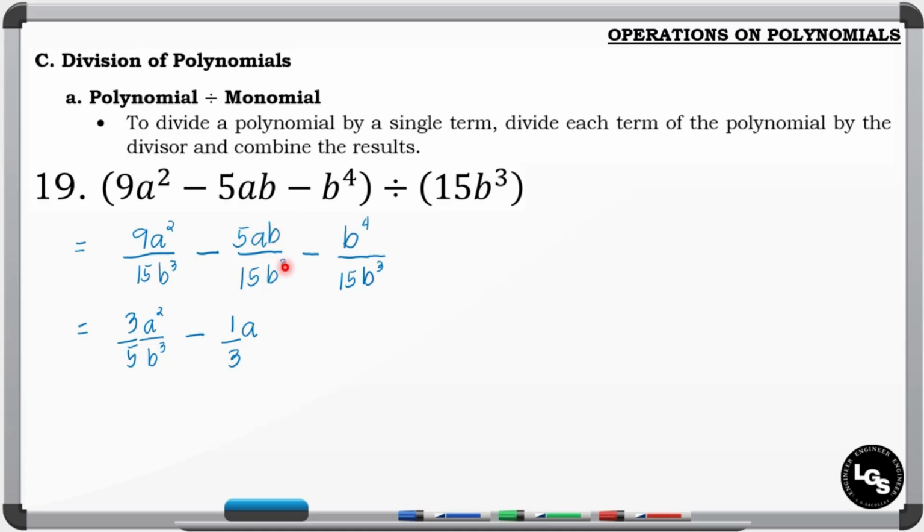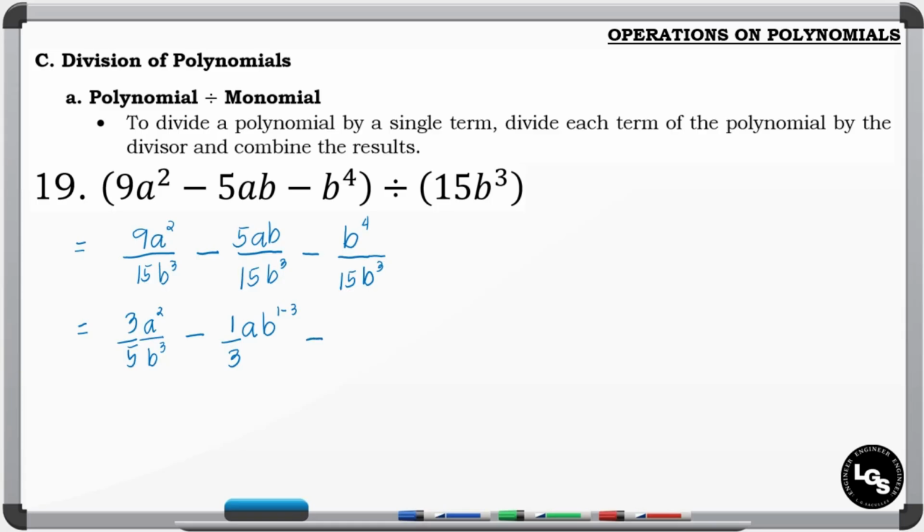So we will now proceed with the variable b. So b raised to 1, so there is an imaginary 1 here, over b raised to 3. So by quotient rule, we will subtract its exponent. So that will become b raised to 1 minus 3. So b raised to 1 minus 3. So I will write it that way for this moment.